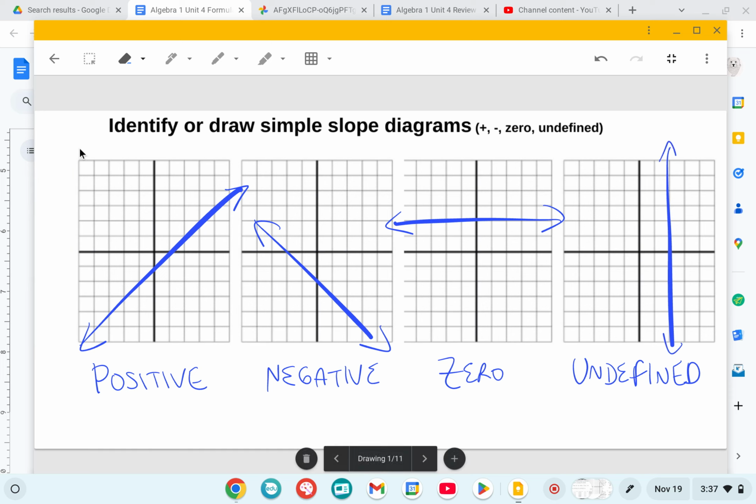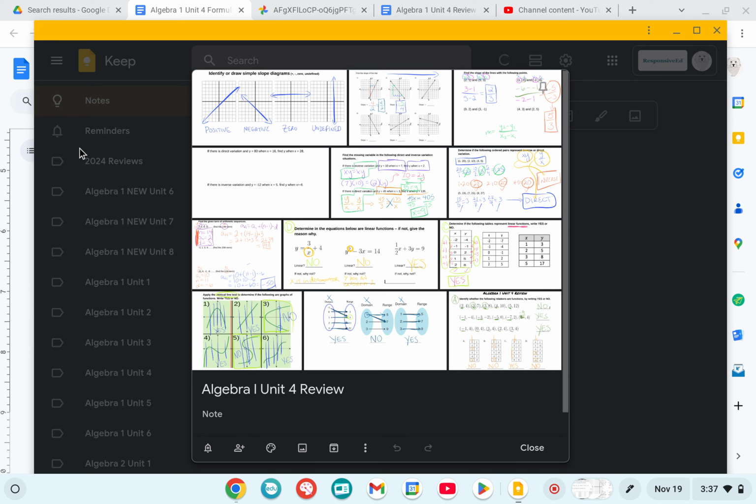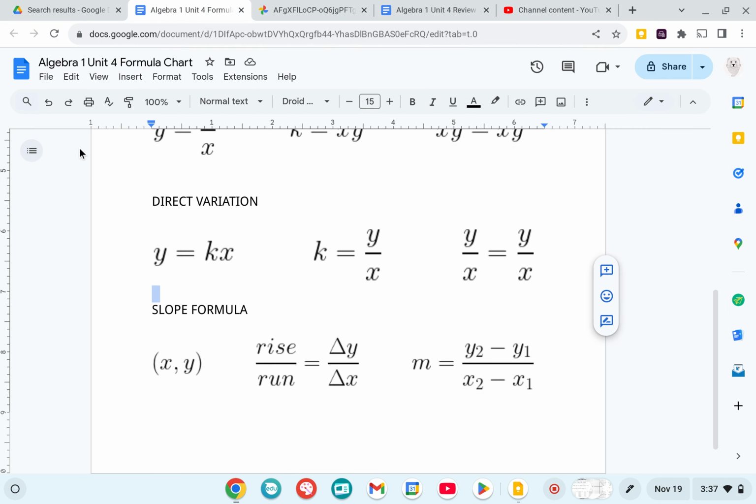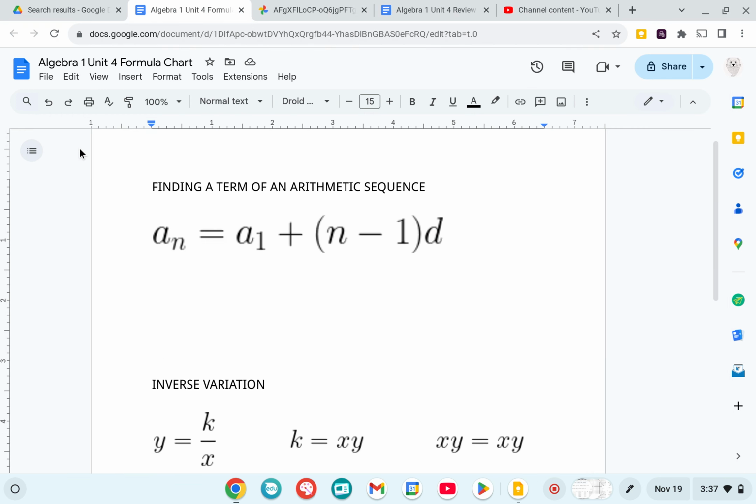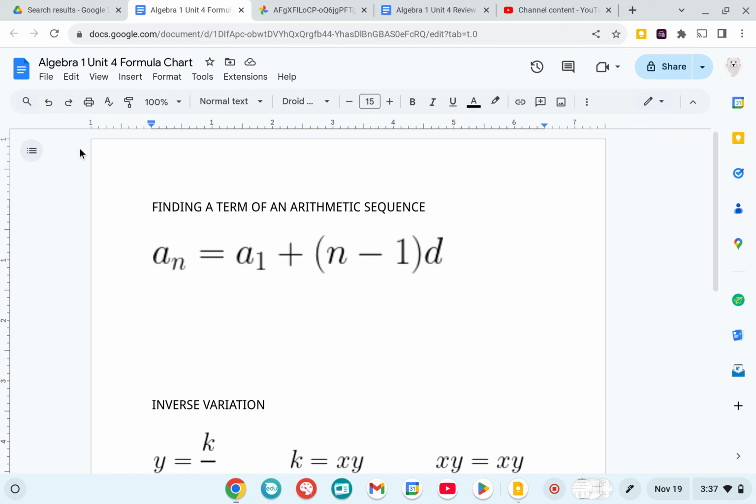So this is what you need to know. What you see on the screen is what you should be studying, and you have it in your notes. So make sure you're looking over that before you take the test. Just a reminder, the most important thing you get on the test is this formula chart here. That should be something you rely on pretty heavily.